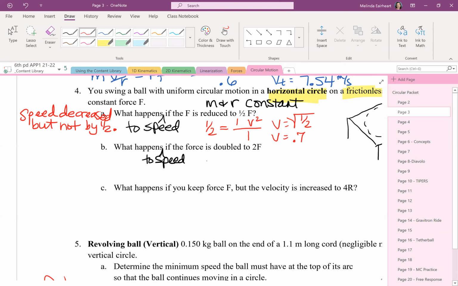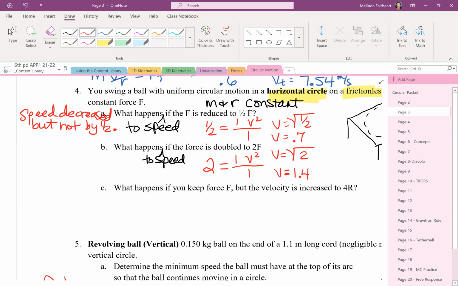And so now we're going to have 2 equals, same mass, same radius. We're trying to find this new speed. So isolate v. V would equal the square root of 2, which is about 1.4. Now don't go, oh, it doubled from 0.7. This is a different problem, right? And so you got to go back to the original.